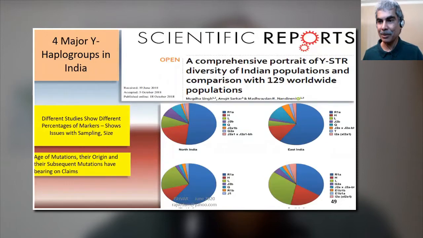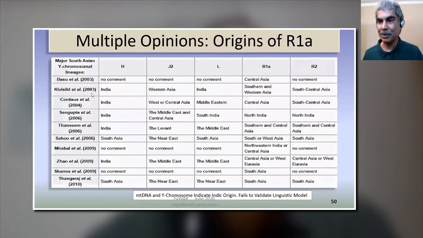You can't say that I use about 1,500 samples throughout India, now I got the answer for the caste system or some such rubbish like that. That doesn't work. Again, if you look at the origins of R1A, different researchers, Bashu 2003 to Thangaraj in 2010, they say R1A probably in Central Asia, South Asia, Central Asia, North India. Various researchers have got various opinions. I put this here to show a lack of consensus over here.